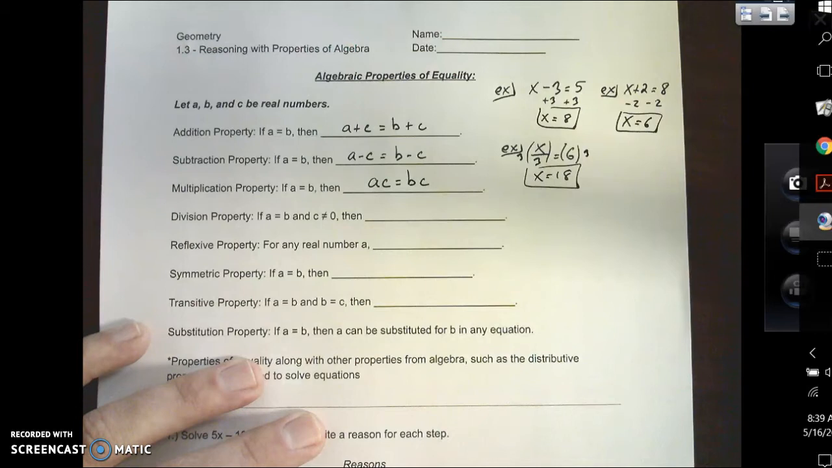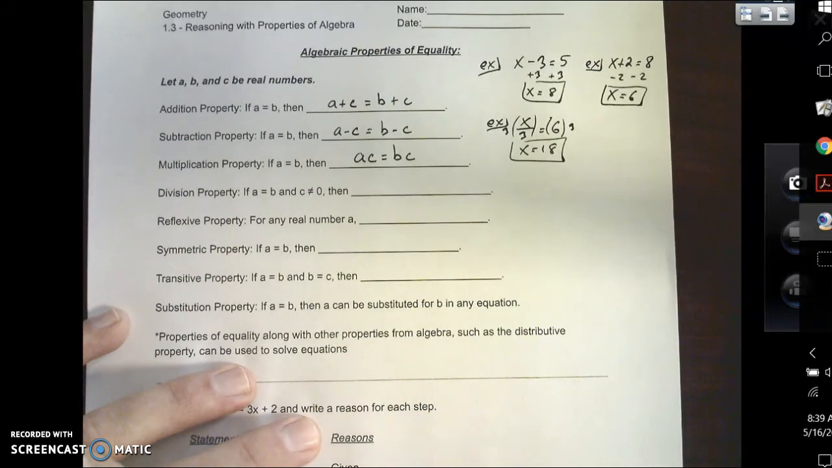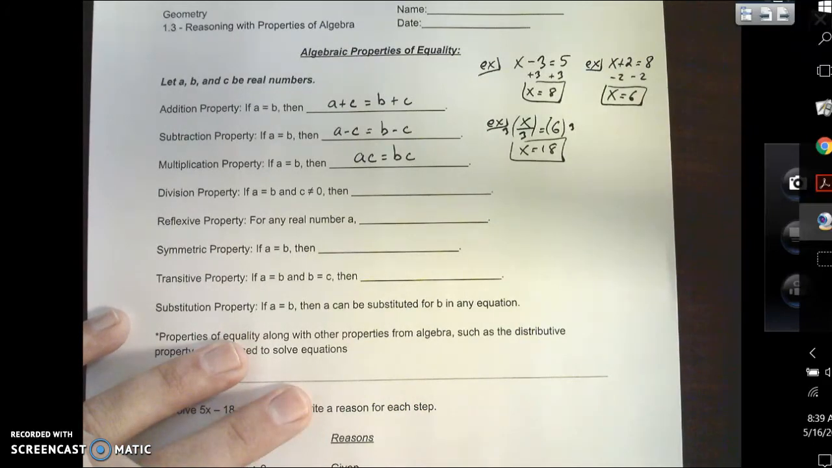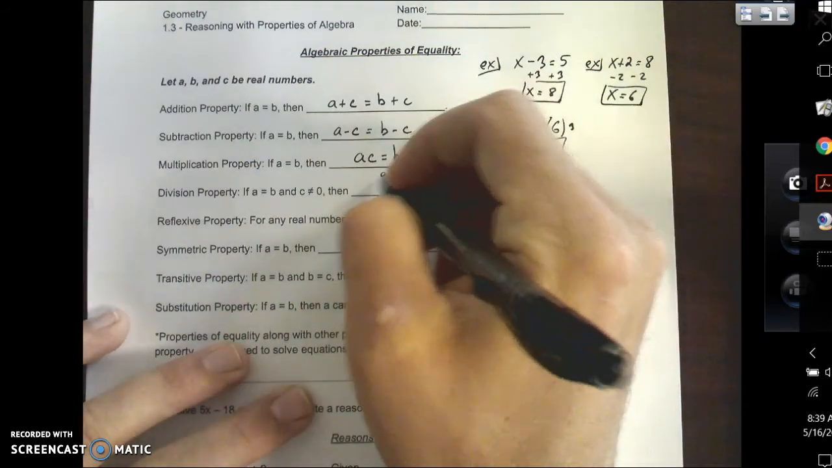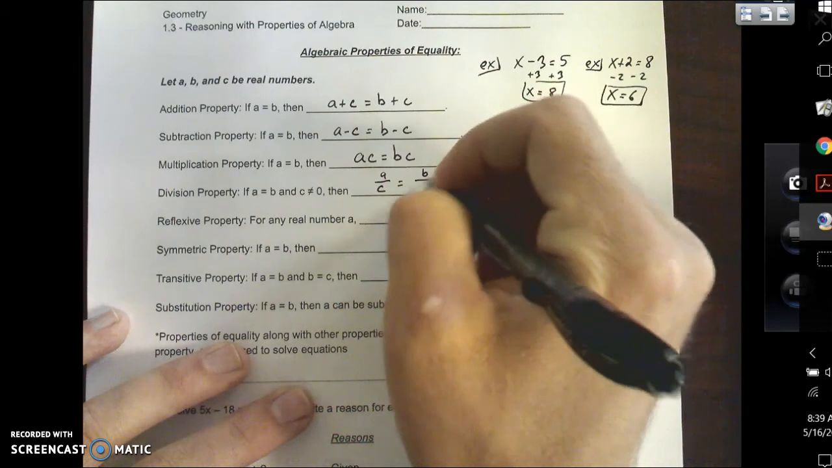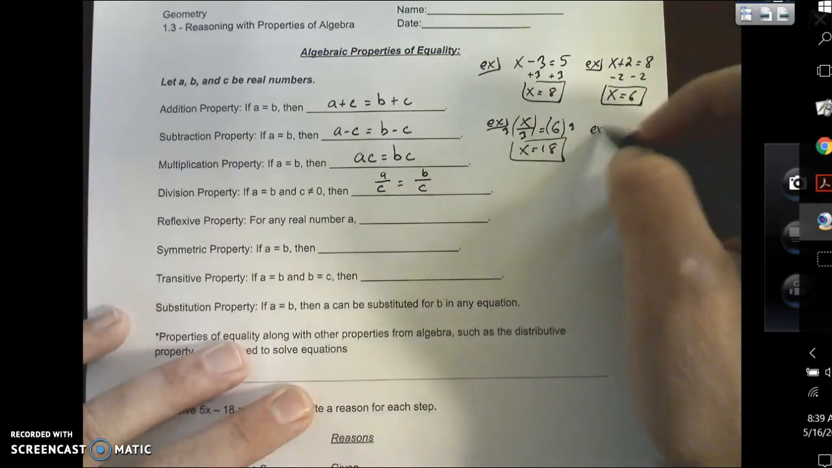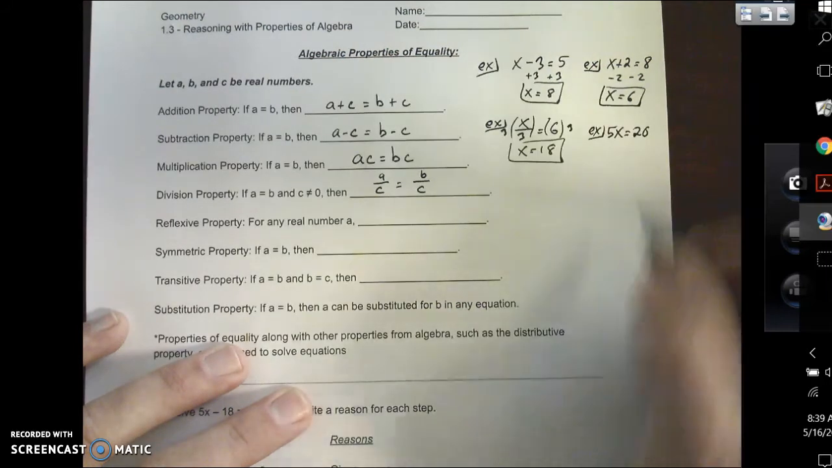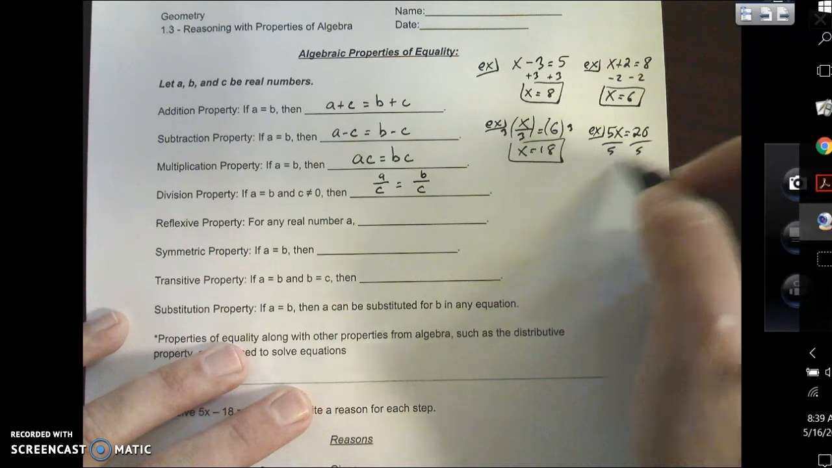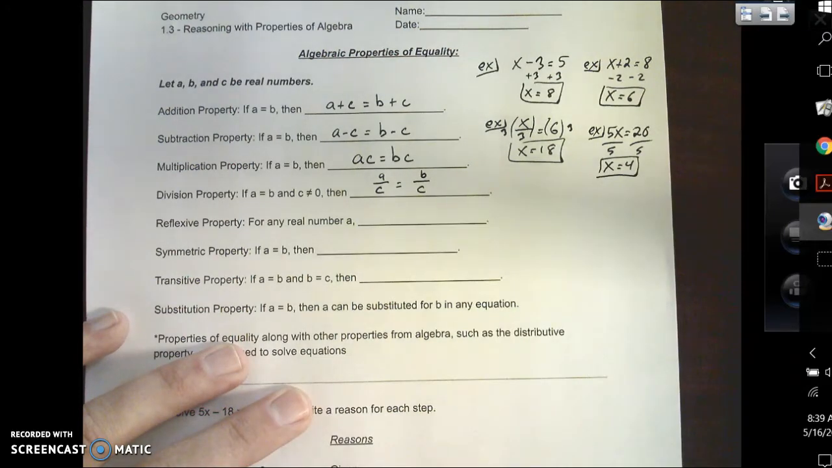Cool. Division property, this one's kind of important. You will see this one quite a lot. If A equals B and C does not equal 0, then this is important, okay? Reason being is whenever I say A divided by C equals B divided by C, always keep in mind that you can never divide by 0. It's undefined, okay? So, as I mentioned, this one I know you've seen before. 5x equals 20. You may divide both sides by 5. X equals 4.